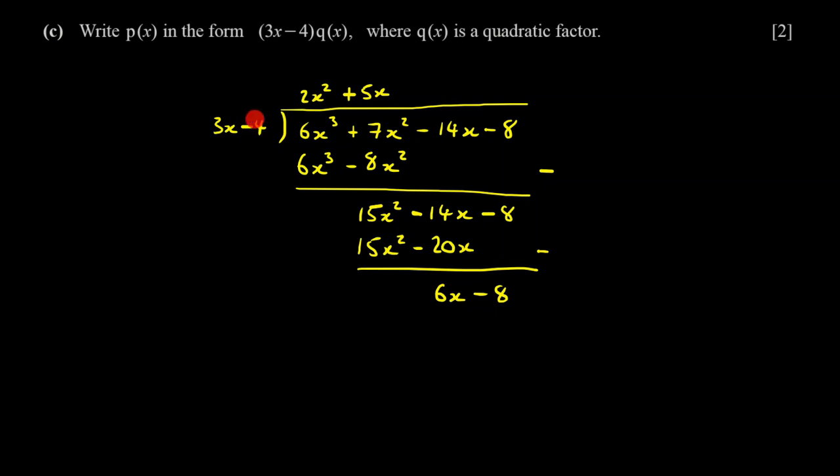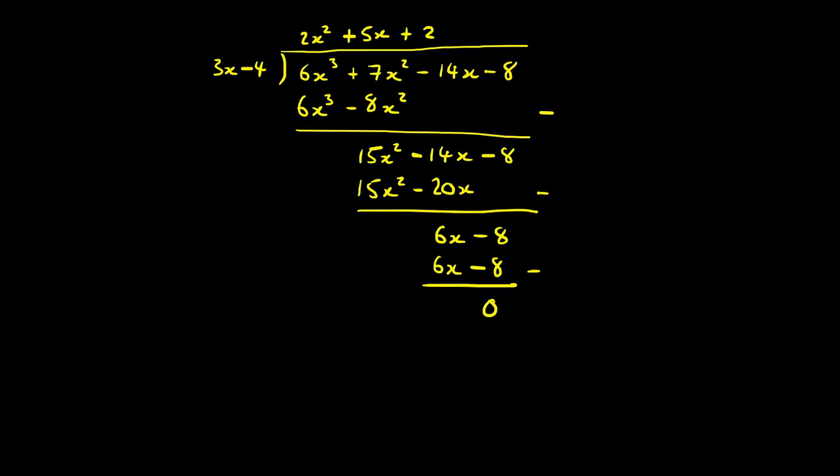We're going to divide that by 3x, beg your pardon, which gives us 2, right? 6x divided by 3x is 2. We take that 2, we multiply it by the 3x minus 4, give us 6x minus 8. Again, if we subtract that off, we get 0, which is what we should expect. Now, if this is the case, this means that we can now write our polynomial p of x as being equal to 3x minus 4 times 2x squared plus 5x plus 2.